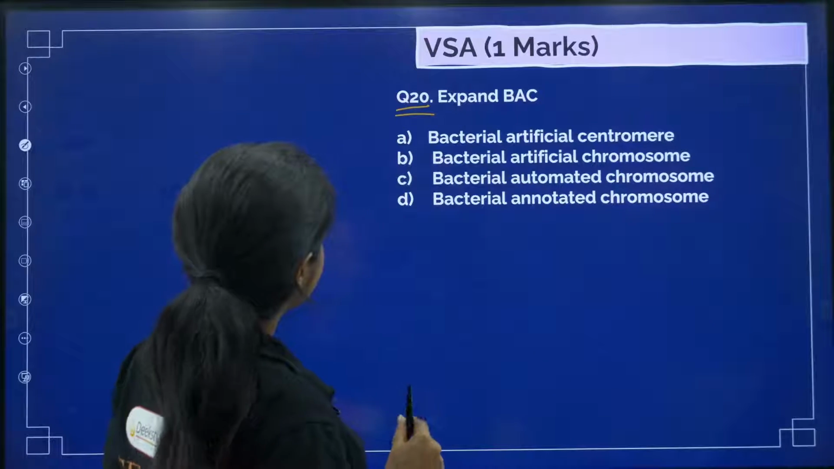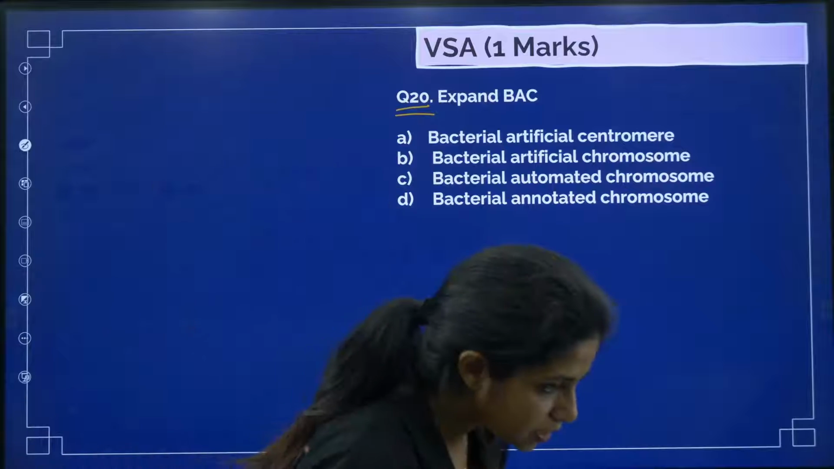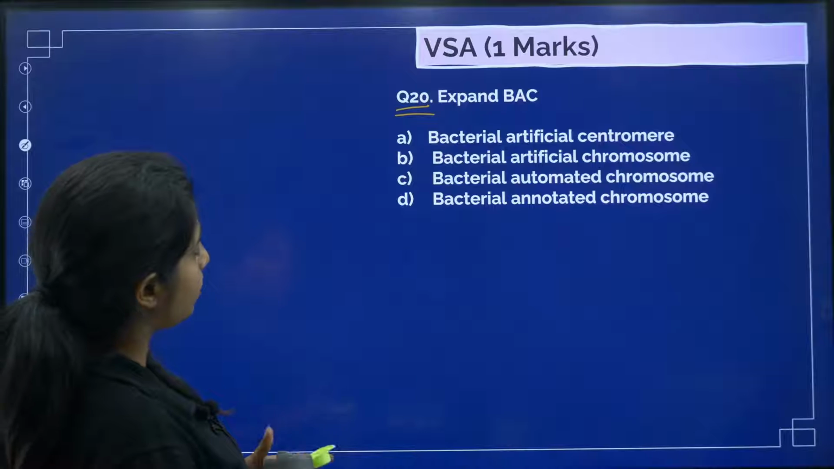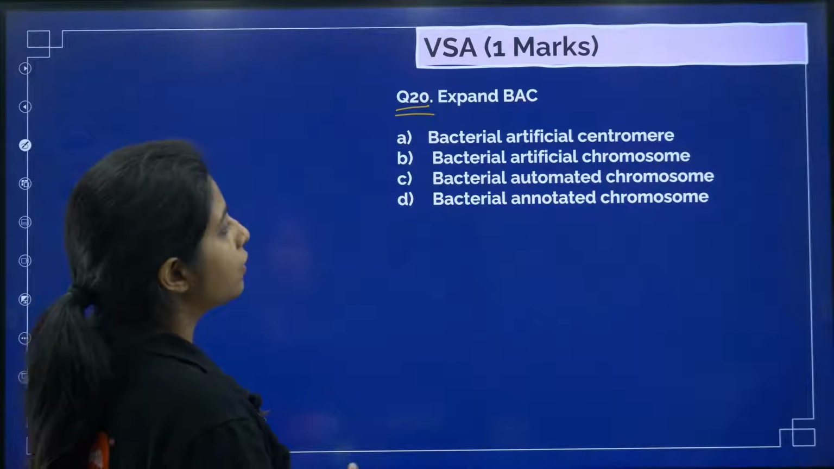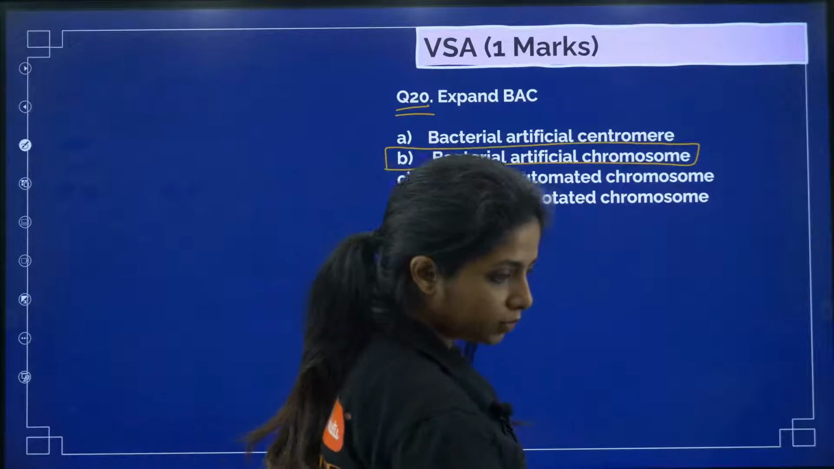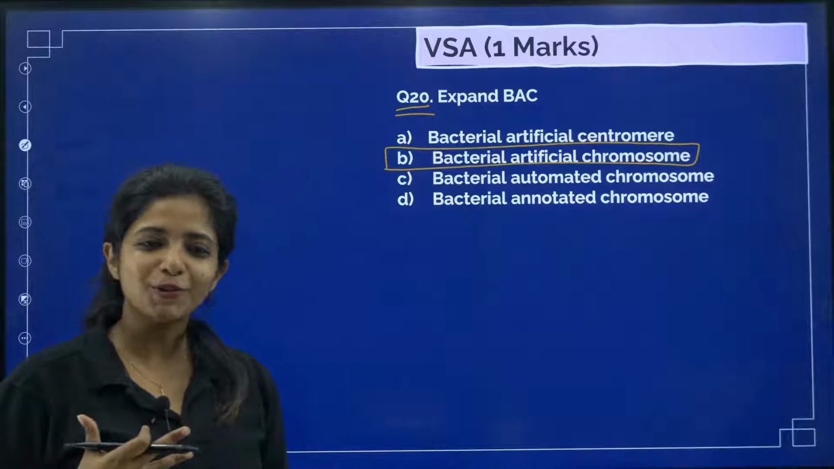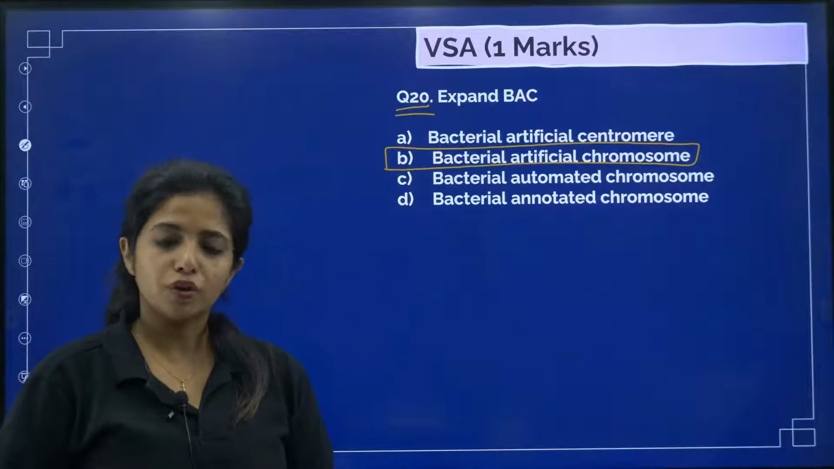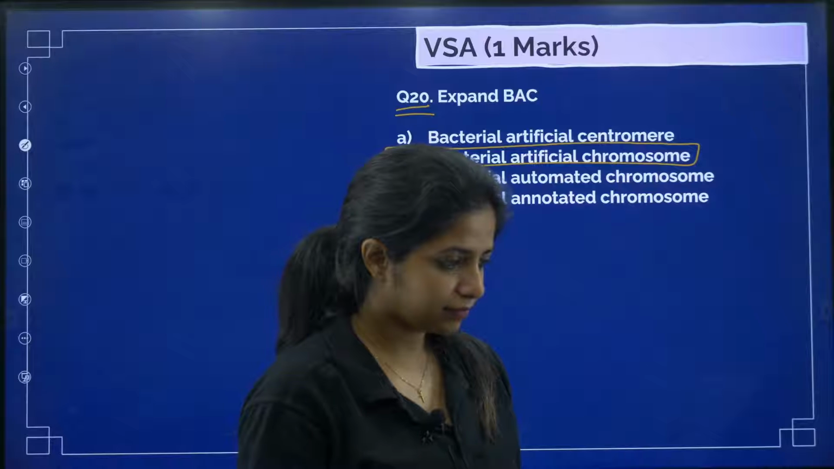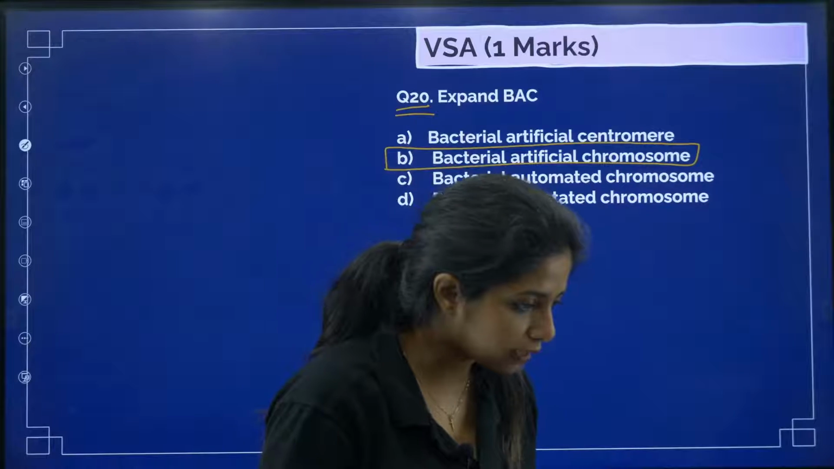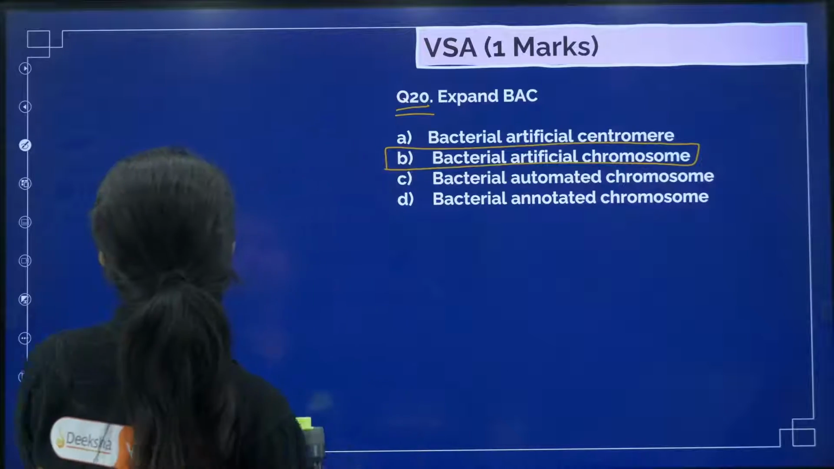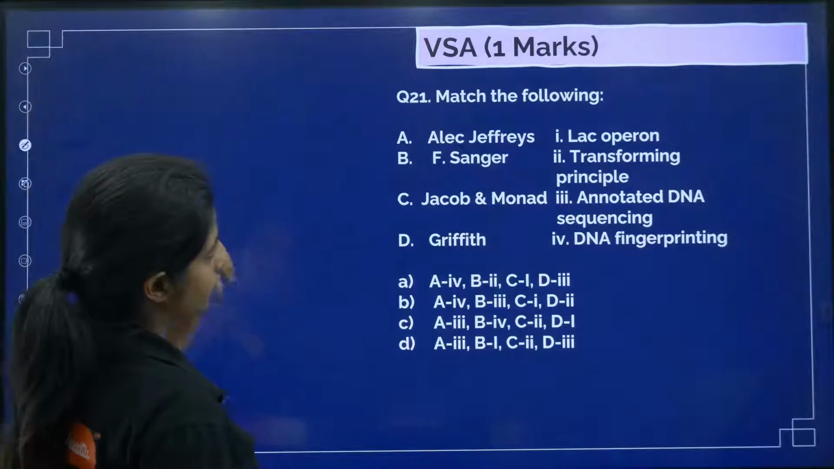20 is B. 20 is B. Okay. So someone said 20 is A. Pratima said it's A. Let me see. Bacterial artificial centromere? No. Bacterial artificial chromosome. This is the answer. Just like how you have yeast artificial chromosome, you have bacterial artificial chromosome. Cool? So it is 20. Shaukat Ali and Shagufta, you're absolutely right. It's B.